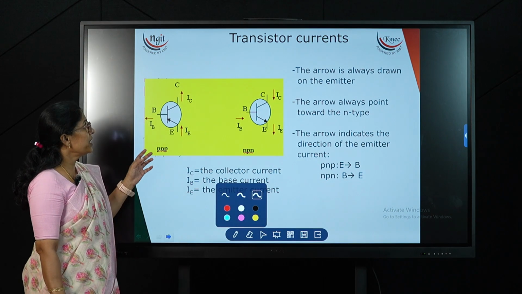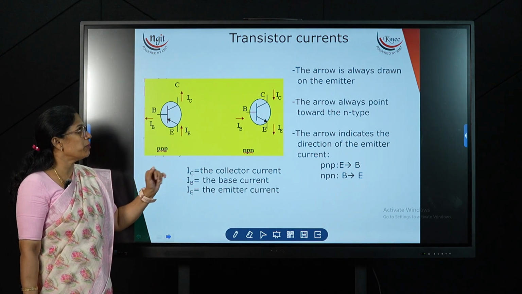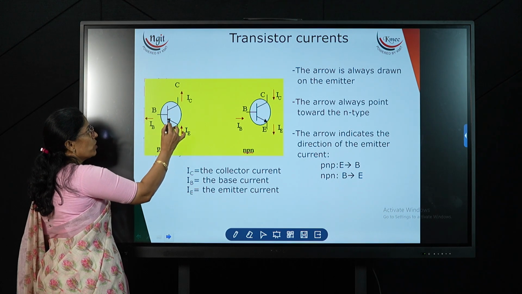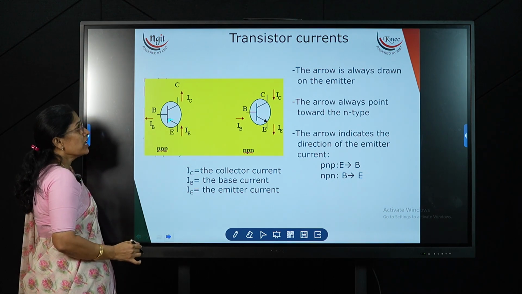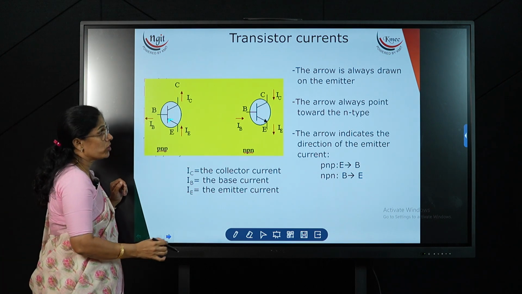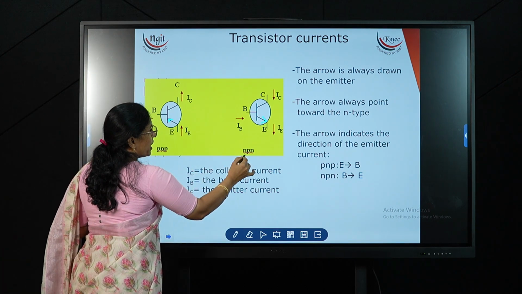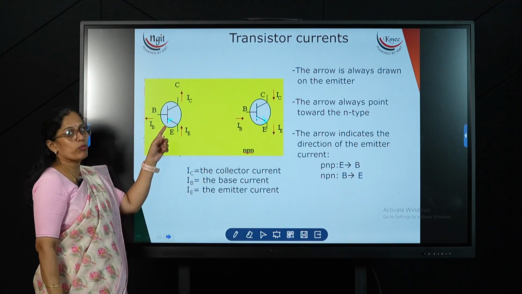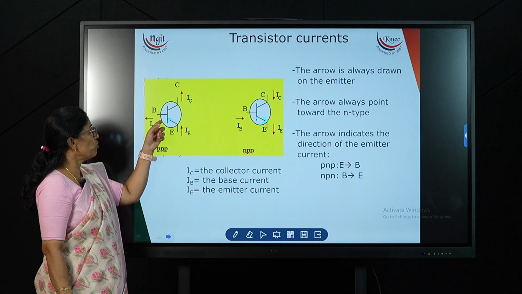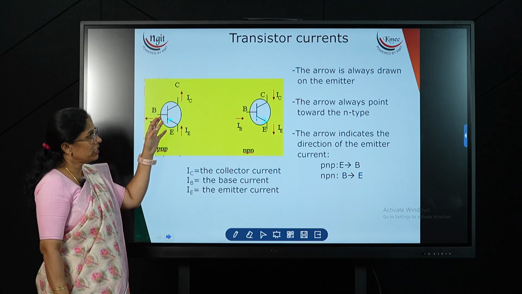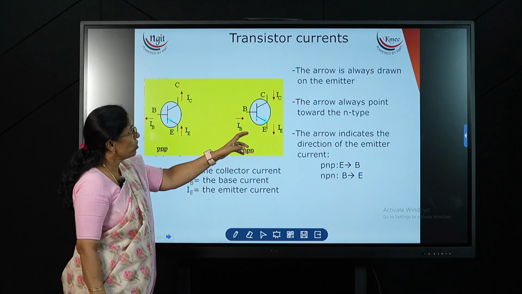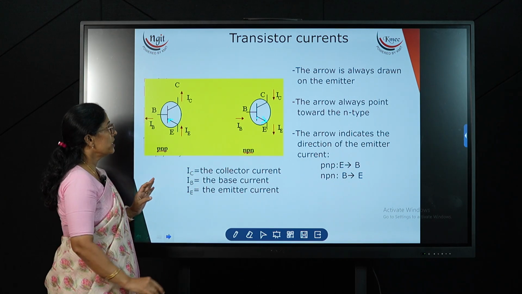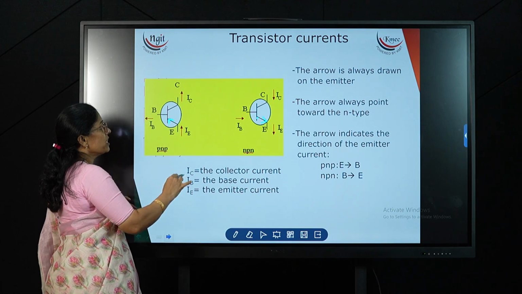Now this is the current direction in the NPN transistor and PNP transistor. This is the symbol for the NPN transistor. Here the arrow mark indicates the conventional current direction, or positive current direction. In the NPN transistor, the arrow mark is outside. In the PNP transistor, the arrow mark is inside. So from the emitter to base, charge carriers are injected in the PNP, and from the base to emitter in the NPN. So the arrow mark indicates the conventional current direction.